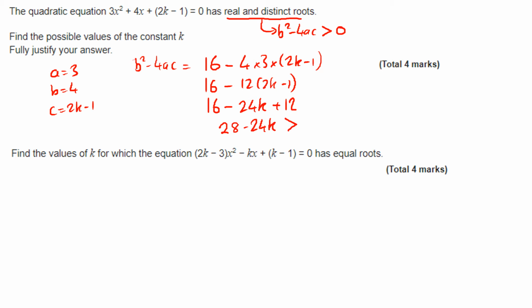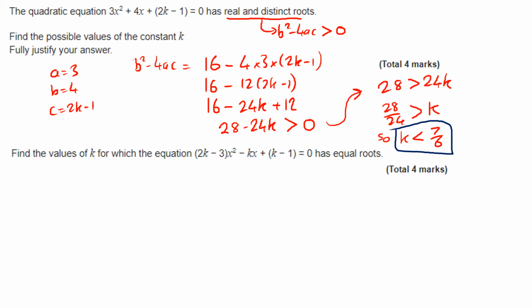But we know the discriminant is greater than 0 from what we said before. So we've now got an inequality to solve. I would probably move the 24k across and then divide by 24, I guess. So 28 over 24 is greater than k. You could simplify that to, well, 7 over 6, I guess. And we could put the k in front if we want. There we go.